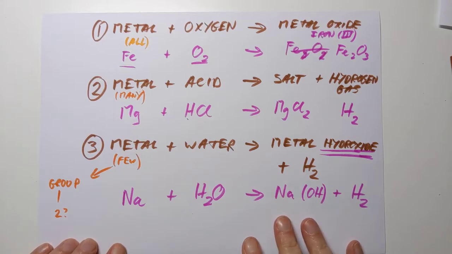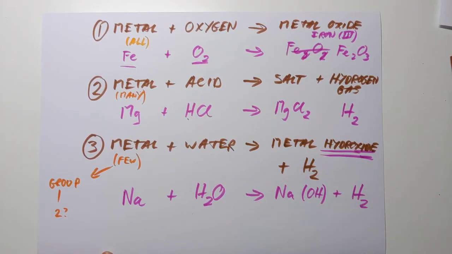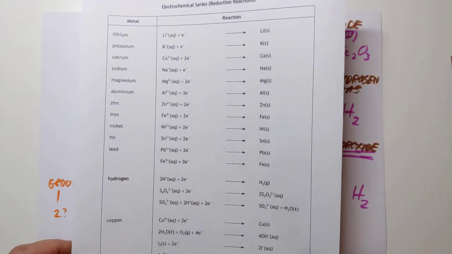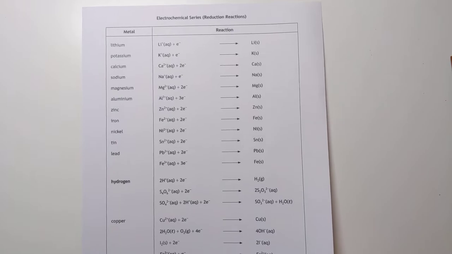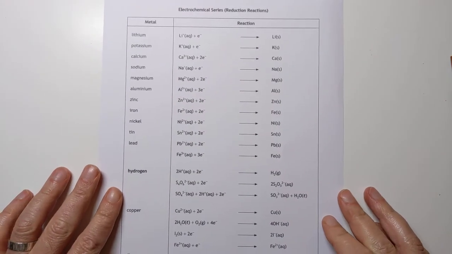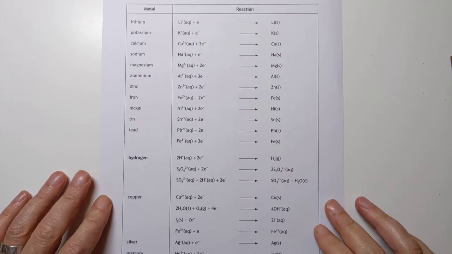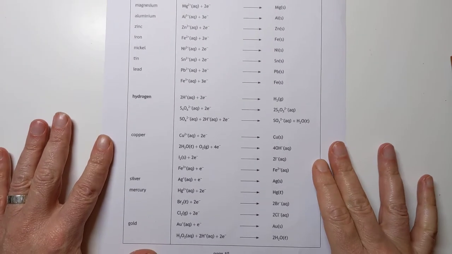Just before we leave this, by the way, we can put the metals in order of reactivity. And this gives us what is called, sorry, dodgy grammar, the electrochemical series. Now, that is on page 10 of your data book, folks, and it looks like this, which I can't fit on the camera in one shot. Sorry about that.